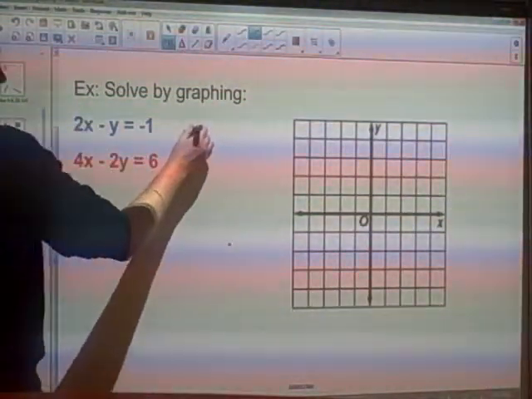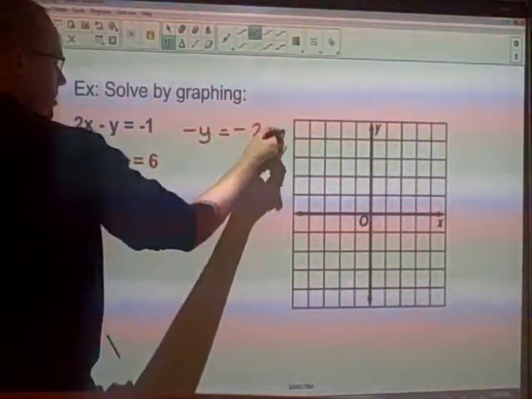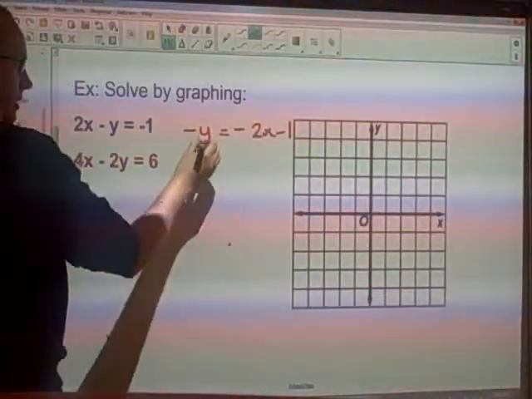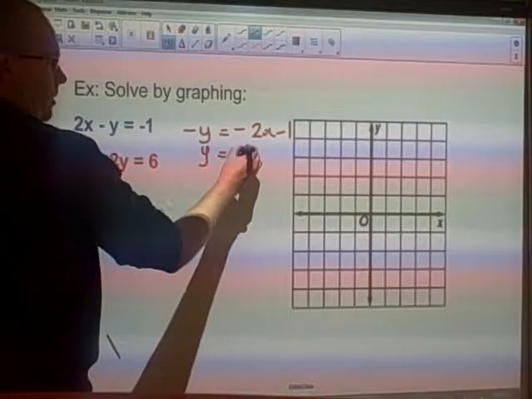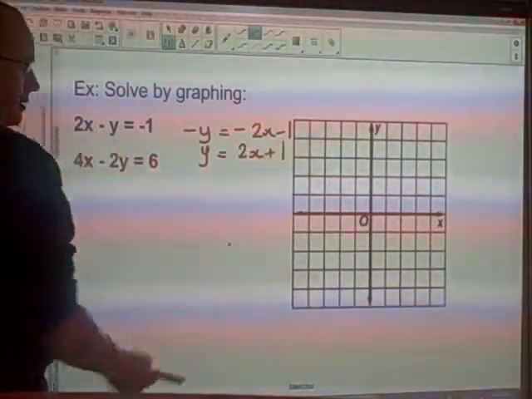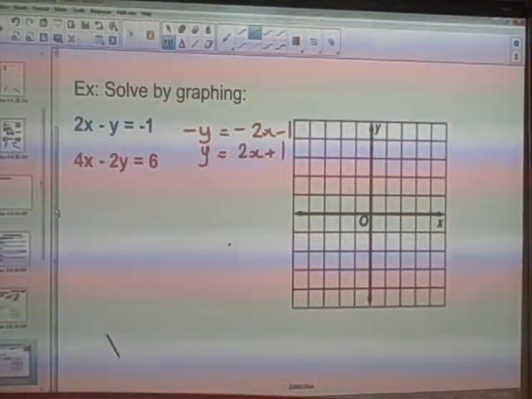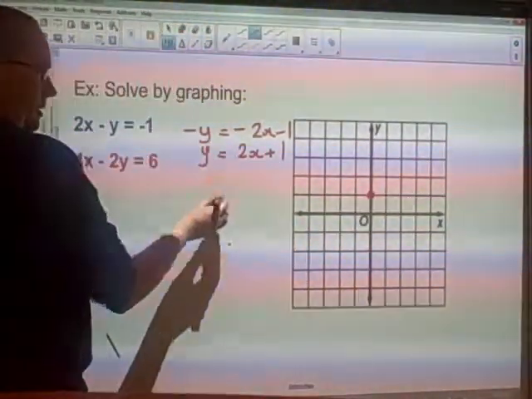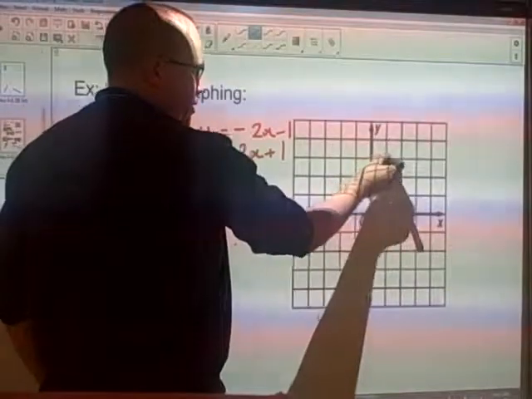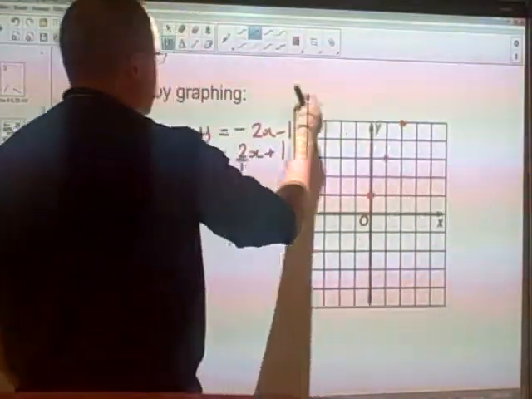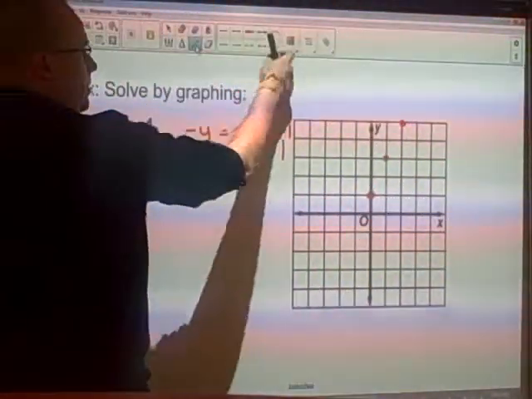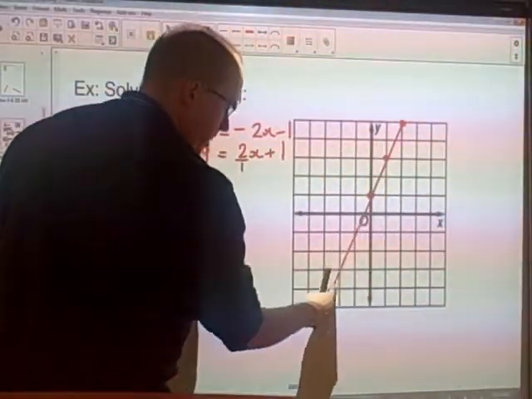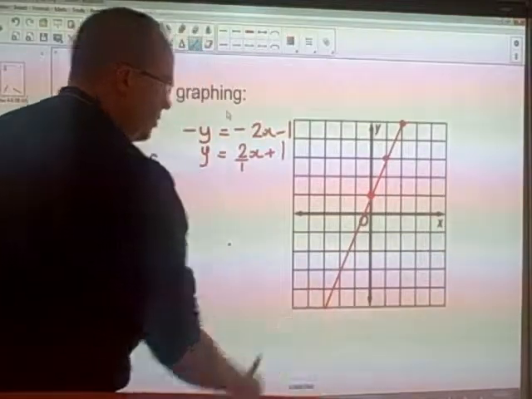If I bring the 2x to the other side, then it becomes -2x. And if I divide everything by -1 to change the sign here, then I get y equals 2x plus 1. And the advantage of doing that is when we come to graph this now, we know that it starts at +1 on the y-axis, and the slope is 2 over 1, so up 2 over 1, up 2 over 1. And then when we come to draw our line, hopefully that should be slightly easier to draw.